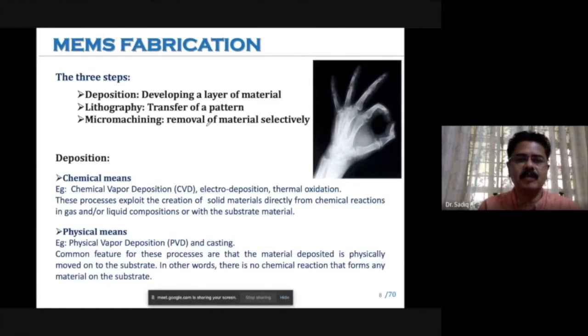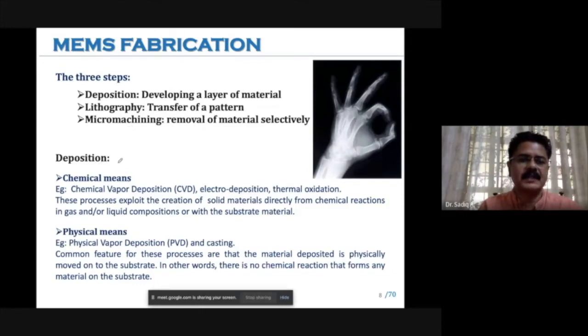Micromachining means removal of material selectively in a controlled fashion. Machining means removal of material in a controlled fashion for the requirement, and micromachining is removal of material in the micron range in a controlled fashion. So all these processes we have seen in X-ray production also, these kind of three steps are involved in MEMS fabrication as well. Now let us see the three processes in MEMS fabrication step by step.